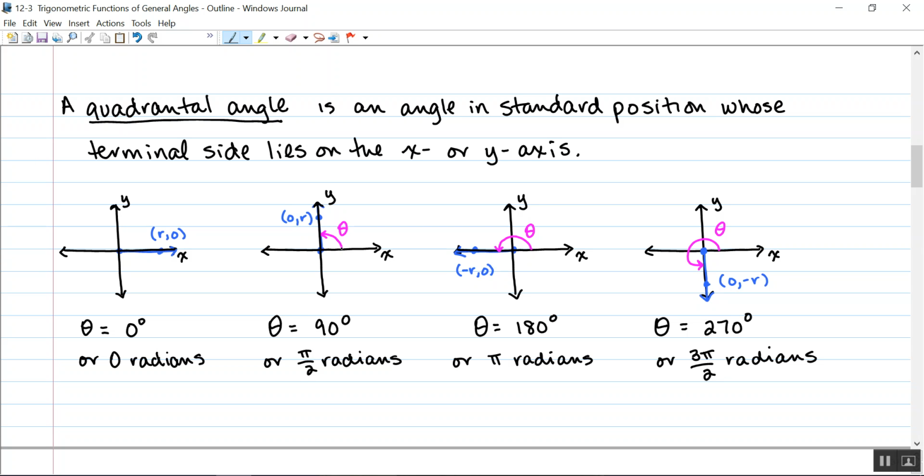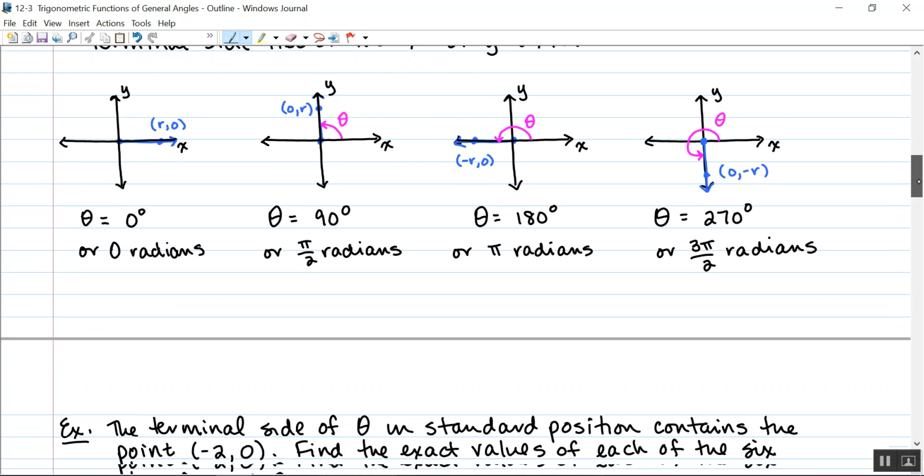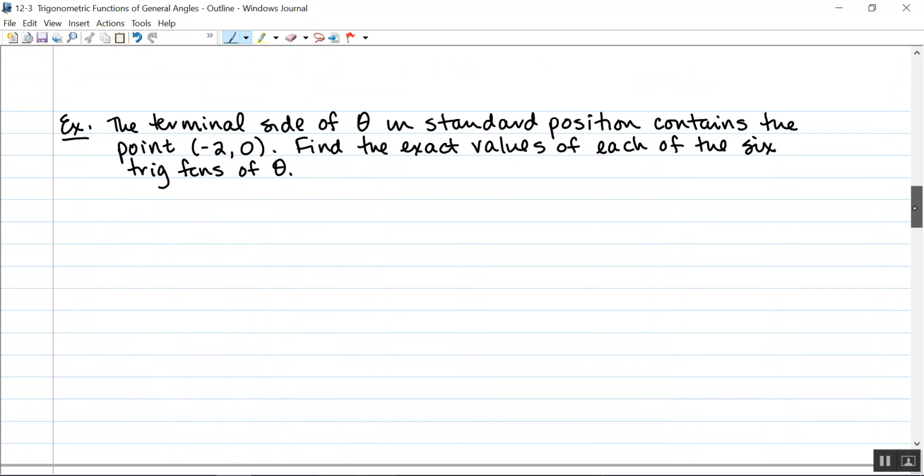Here we have theta is equal to 90 degrees or pi over 2 radians. And notice I'm marking the point here. So this would be the point (r, 0) and this would be the point (0, r). For this angle, pi is equal to 180 degrees or pi radians, gives me the point (negative r, 0). And here theta is equal to 270 degrees or 3 pi over 2 radians, and that gives me the point (0, negative r).